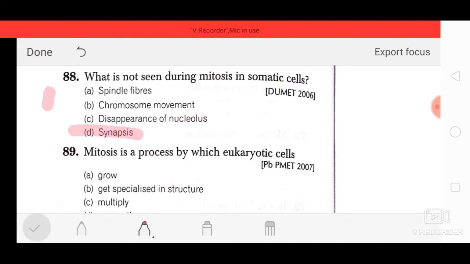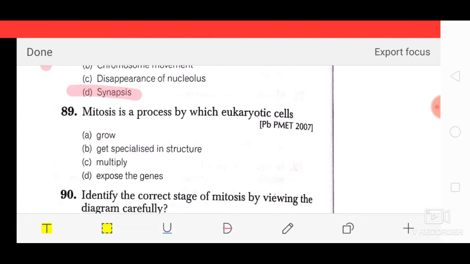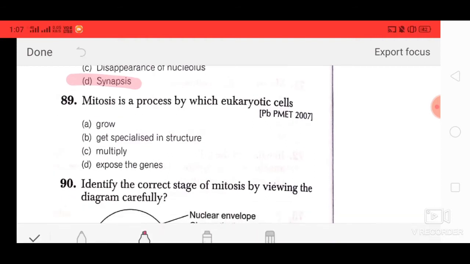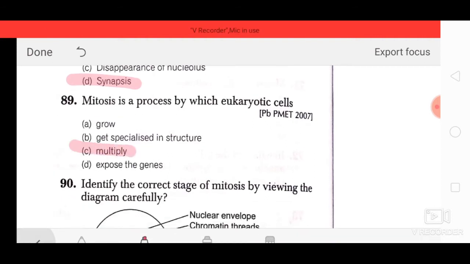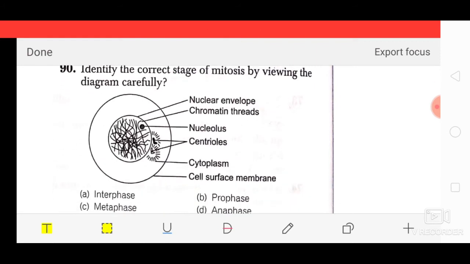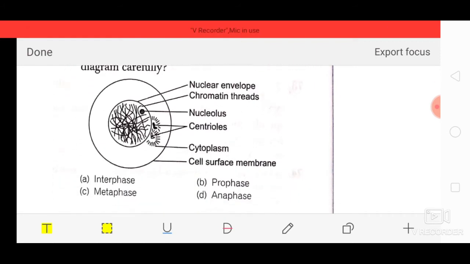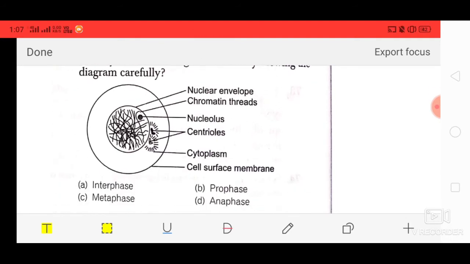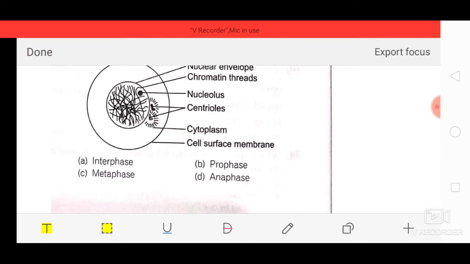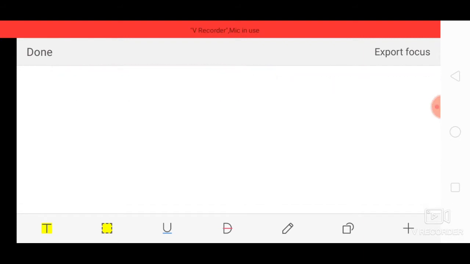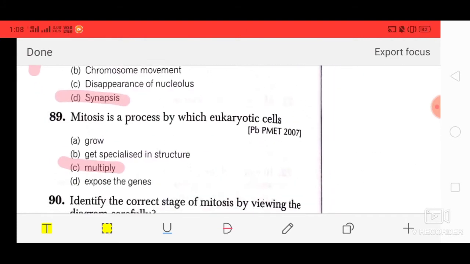Next question says that mitosis is a process in which eukaryotic cell multiply. Next question is identify the correct stage of mitosis by viewing the diagram carefully. After viewing this diagram, we have to find the correct stage. The options are interphase, prophase, metaphase, and anaphase. And the correct answer of this question is option number A, that is interphase.